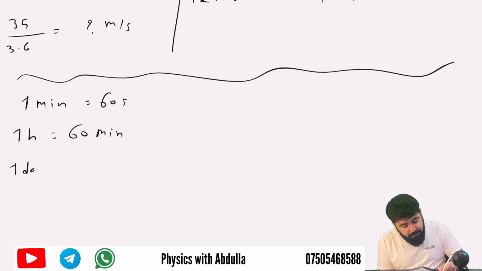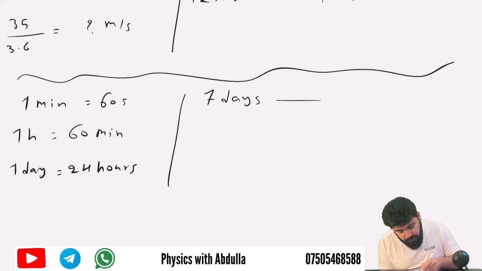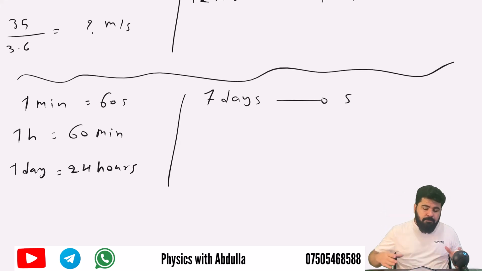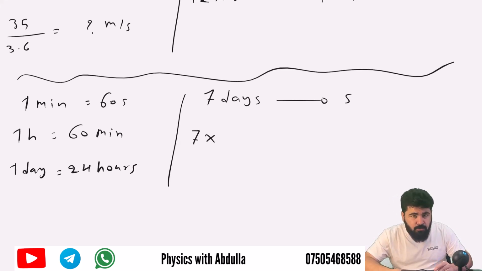1 day is equal to 24 hours. Okay, so if you're asked, for example, to change 7 days into, let's say, seconds, it's pretty easy. We have 7 days times 1 day is equal to how many hours?